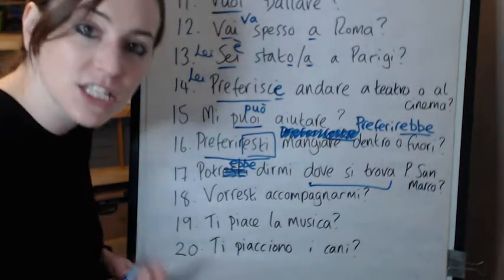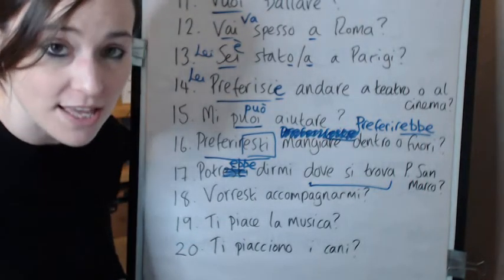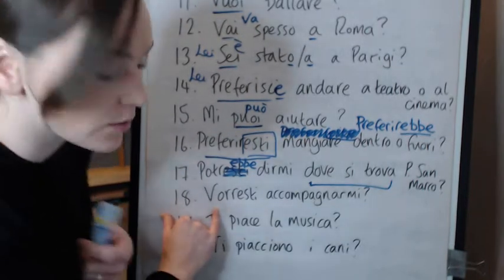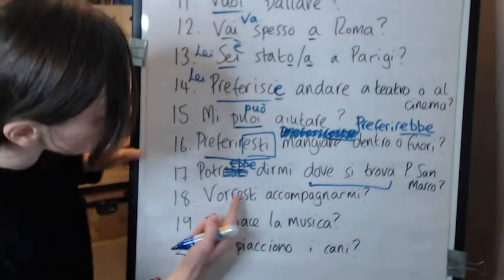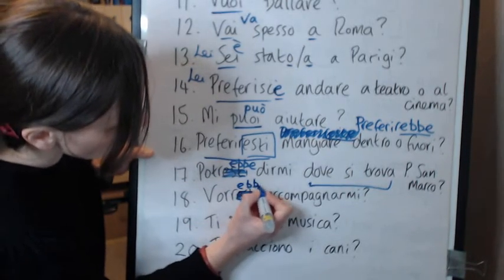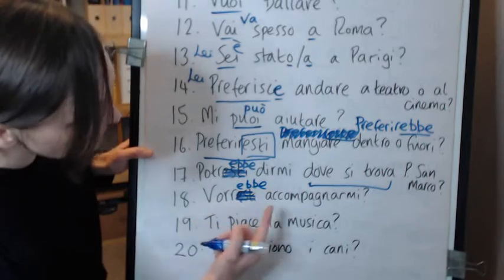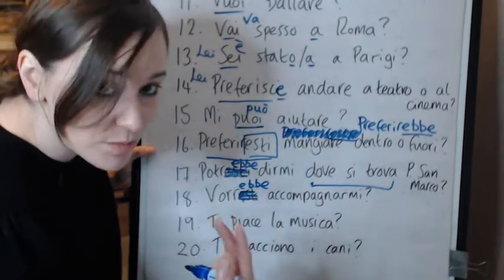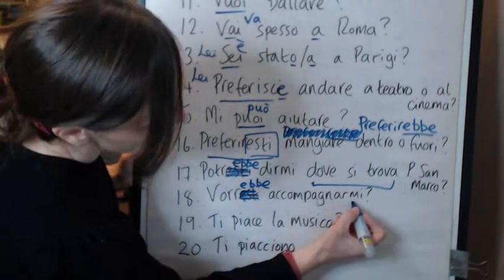Vorresti is the conditional, present conditional of the verb volere. So vorresti means do you want, or would you like. We're going to change it. It's going to have this ebbe ending. Take that off. What does that make? Vorrebbe. Vorrebbe accompagnarmi. That's nice. That means would you like to come with me? Would you like to accompany me? And again we've got me.